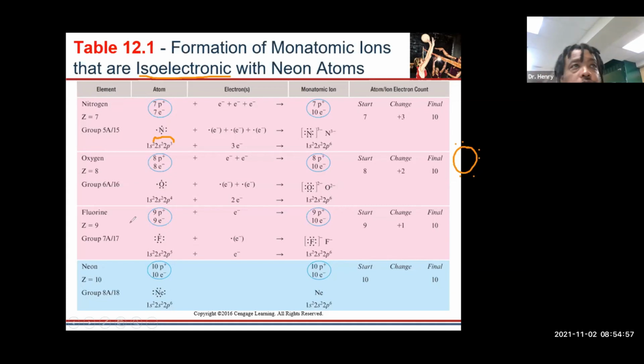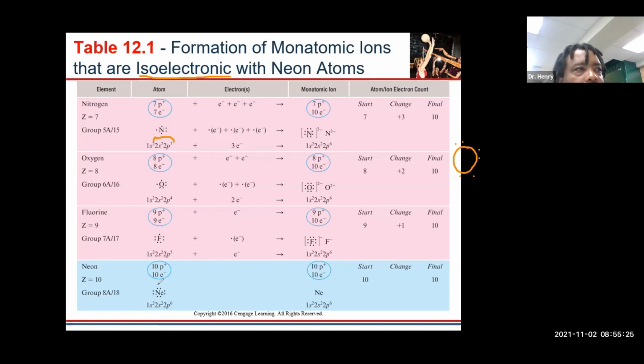Okay, for fluorine, fluorine needs 1 more. So fluorine has 7 valence electrons around it. It needs to gain that 1 electron. And when it gains that 1 electron, that means that it's like a noble gas. It's like neon, and it's happy and it's stable. And in that case, it's going to have a minus charge because we added one additional electron, one more electron compared to the number of protons.